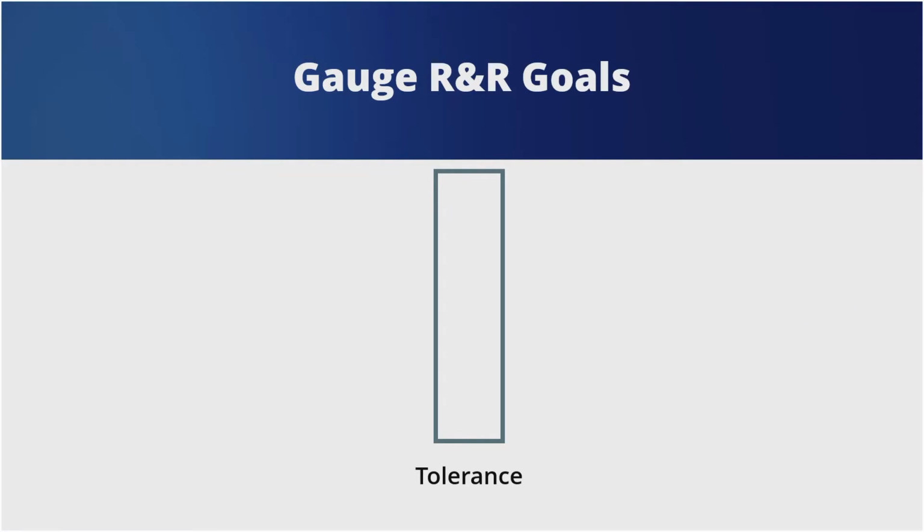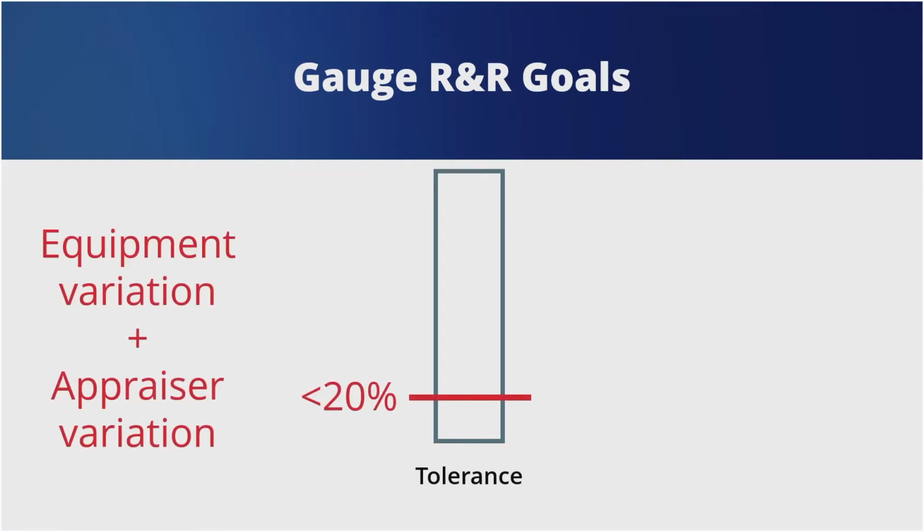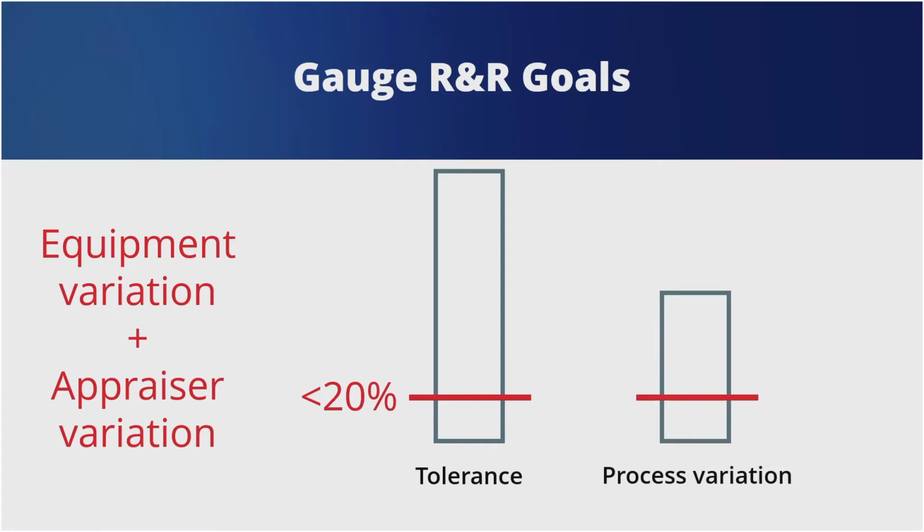There are 2 main objectives when running the Gauge R&R study. First, we want the equipment variation plus the appraiser variation to be at most 20% of the part tolerances. Second, we also want to make sure our measurement system is capable of measuring the manufacturing process variation. This second goal is really important if you want to use the measurement results for statistical process control.